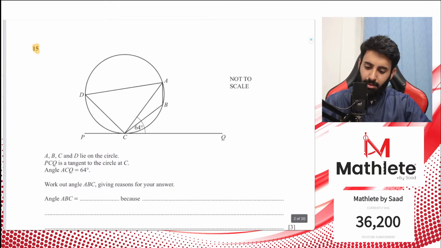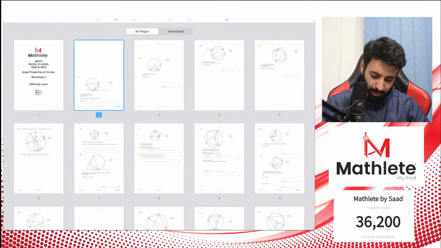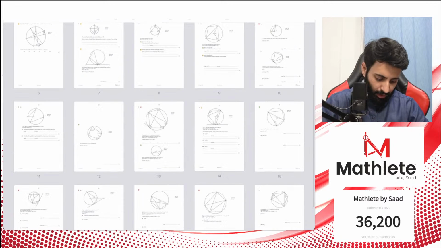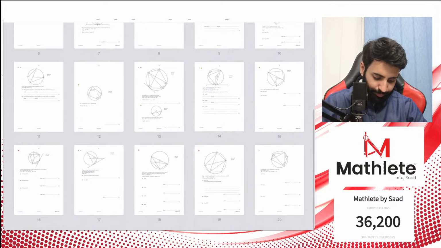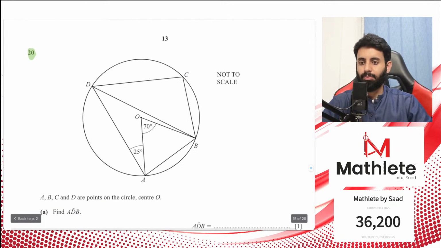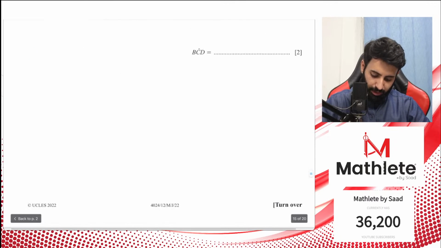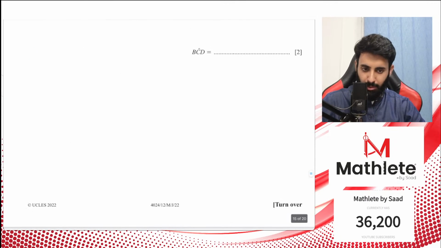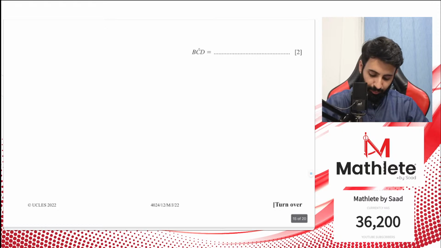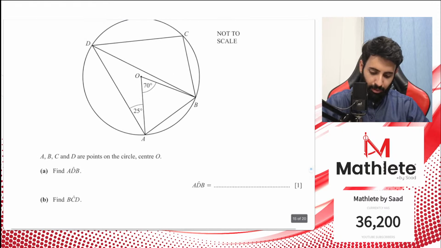So we're going to start with a bunch of easy questions. That means the questions that I've highlighted green. I'd like to solve those first. So this is a question from May-June 2022, so it's fairly recent. It's paper 1 variant 2.